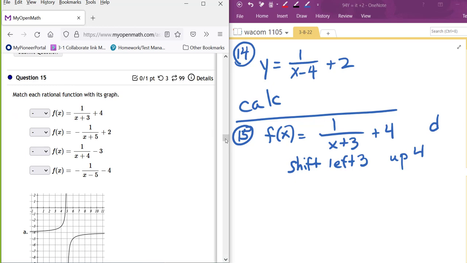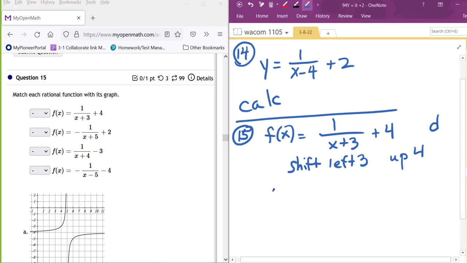I think I will write these. So we can just talk about what each piece does. This one has an extra piece in it. Right, it has this negative in the front, which is going to make it flip. Right, so this is a vertical flip.